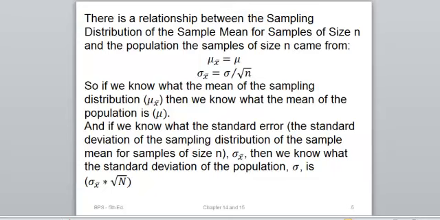And if we know what the standard error is, that is the standard deviation of the sampling distribution of the sample mean for samples of size n. Big mouthful, right? It's nice that we can say standard error instead of the standard deviation of the sampling distribution of the sample mean for samples of size n. We denote that with sigma and its subscript of x bar. Then we know what the standard deviation of the population, sigma, is. It would be our standard error times the square root of n, and that should be a small n. So it should look like that: the standard deviation of our population is the standard error times the square root of n.